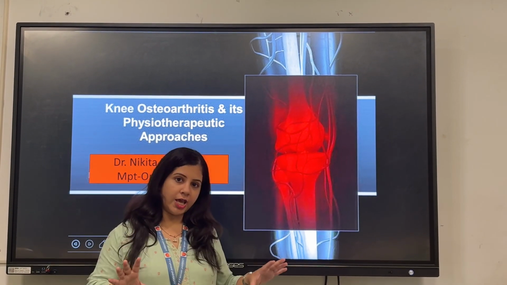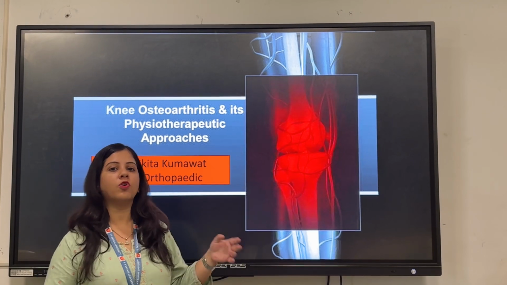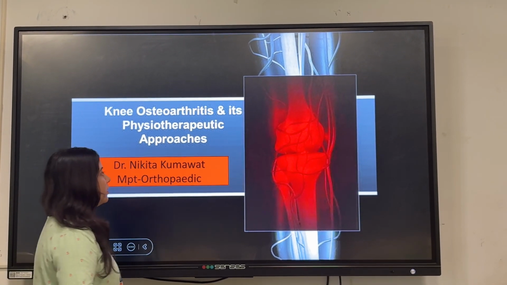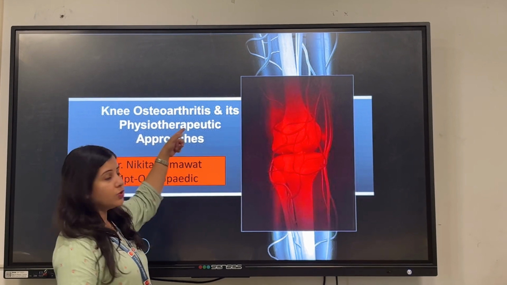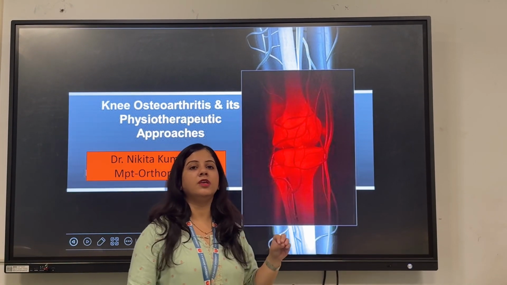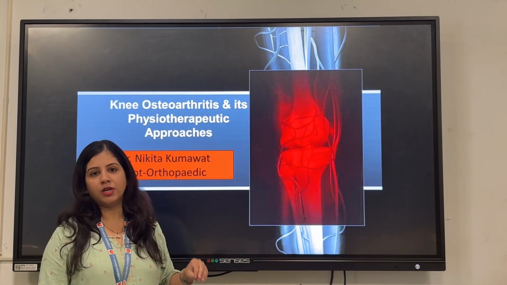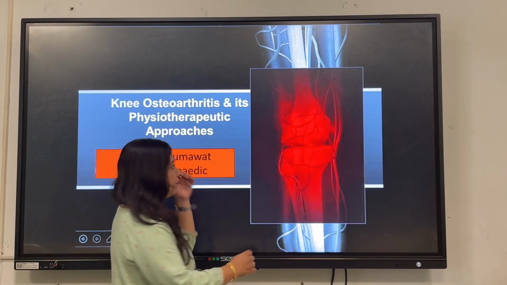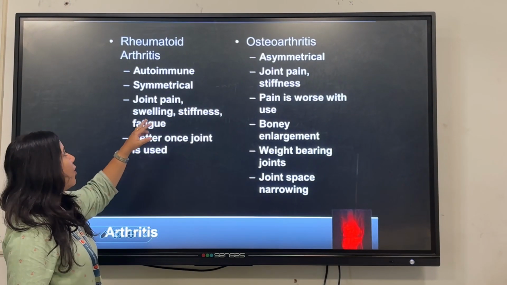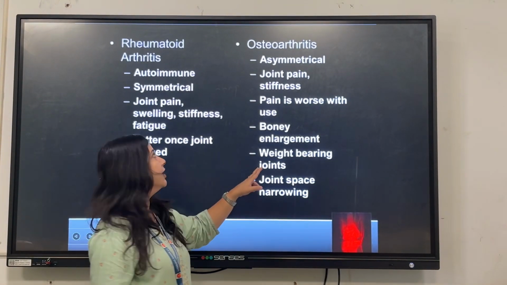Arthritis has two main types: rheumatoid arthritis and osteoarthritis, and there is one more, which is gout. Today we will be doing osteoarthritis, but of the knee joint. The knee joint is very prone to osteoarthritis because it is a weight bearing joint. In this slide we will learn about the difference between rheumatoid arthritis and osteoarthritis.